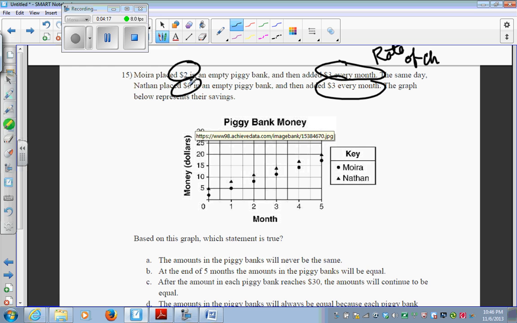So if Nathan started out with more money and they're increasing by the same amount every month, this sure is a good candidate. The amounts will never be the same. That's probably going to be it. But let's just double check and rule out the other ones.